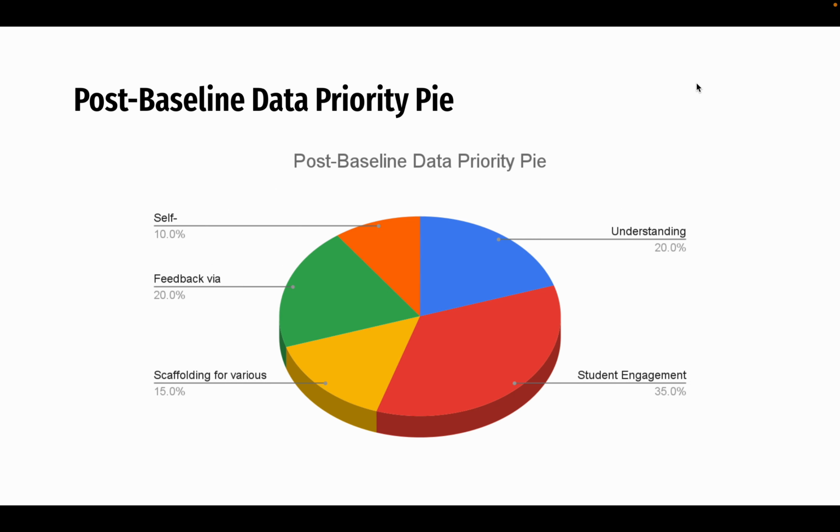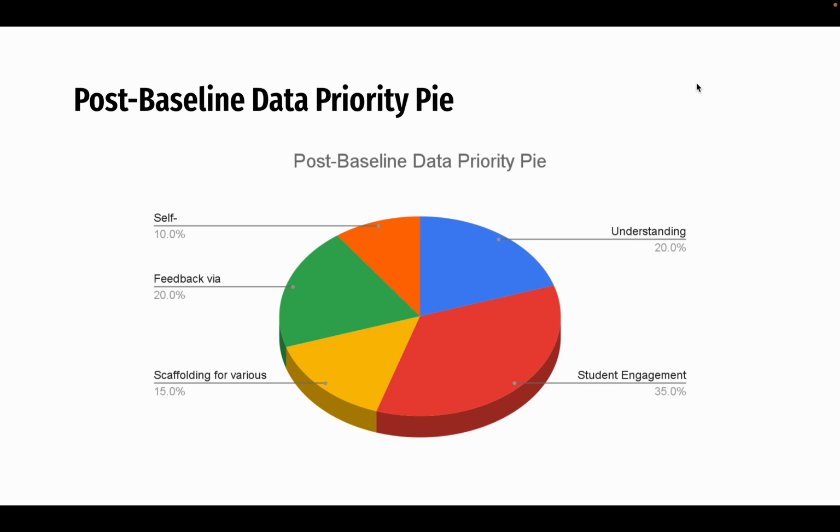So my priority pie has changed after establishing that baseline data. My student engagement comes down to 35%, and that is because I can still use student engagement strategies to scaffold for various learning or reading abilities with different texts by leveling and bridging.